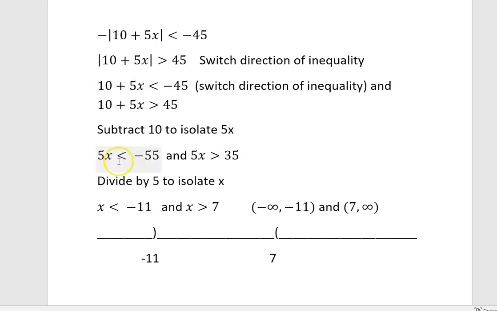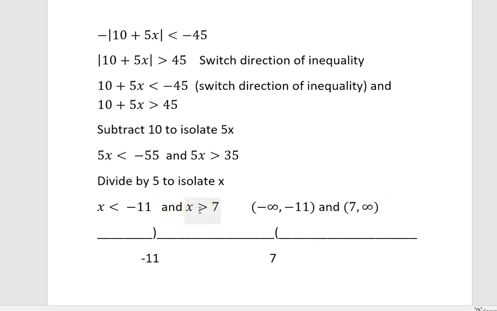Subtract 10, so we get down to 5x. In this case, 5x is going to be less than negative 55. And here my 5x is going to be greater than 35. Divide both sides by 5 so that our x is going to be less than negative 11. And here our value is going to be greater than the 7, right?